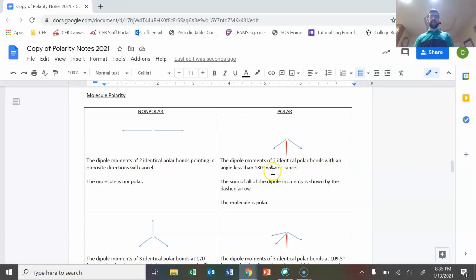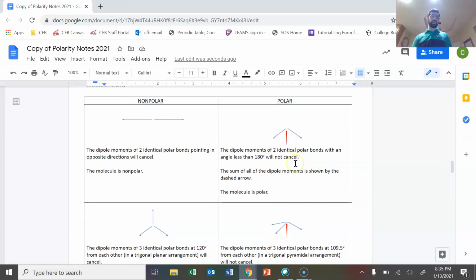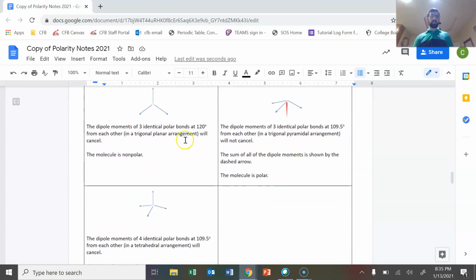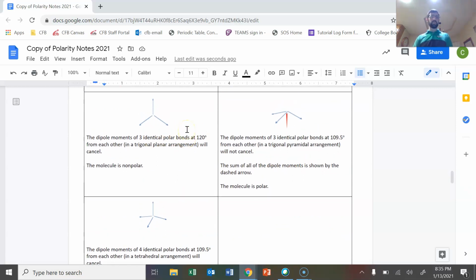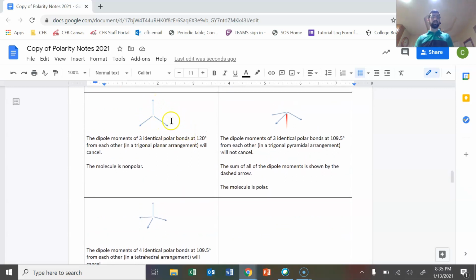They have an angle less than 180 degrees. In other words, they're not linear. The sum of all the dipole moments is shown by the dashed arrow, this red arrow. So the molecule is polar. The dipole moments of three identical polar bonds at 120 degrees from each other, that's a trigonal planar arrangement, are going to cancel out because they're all pulling in opposite directions.